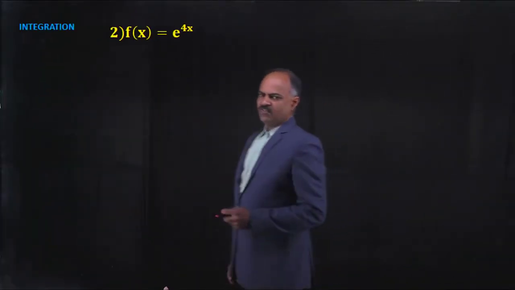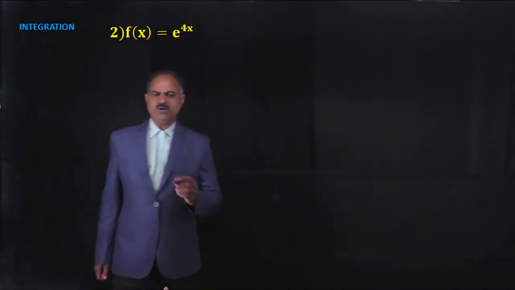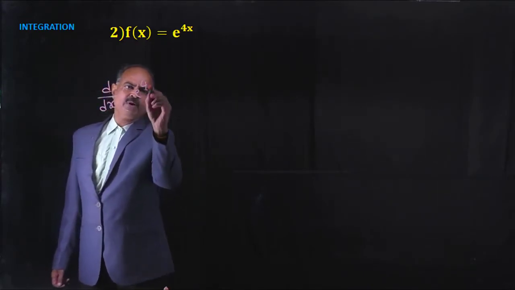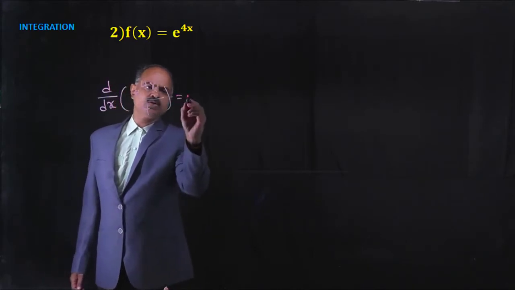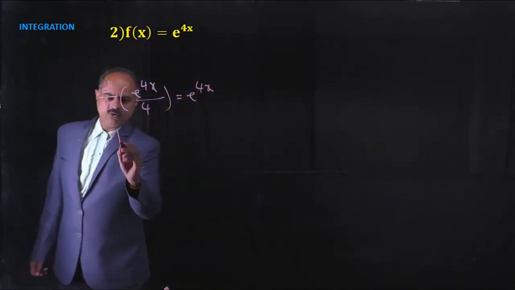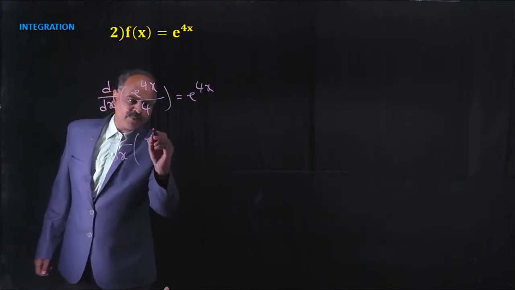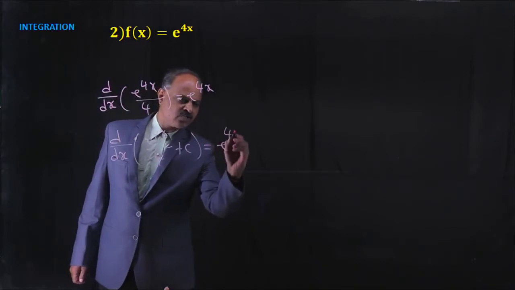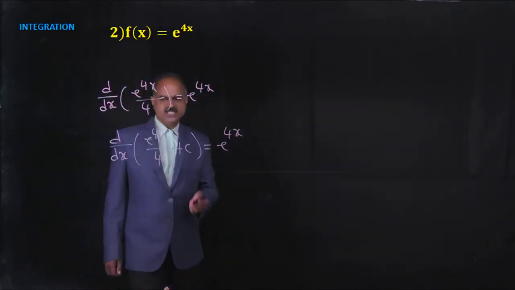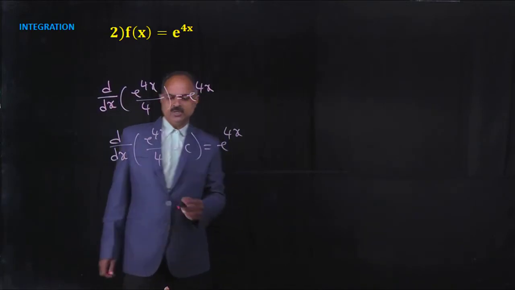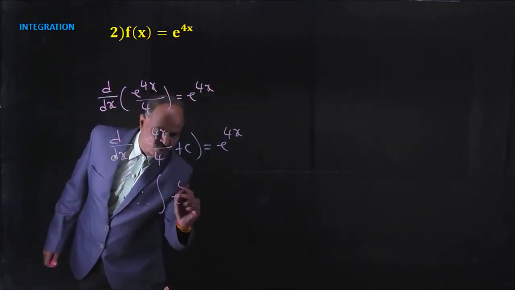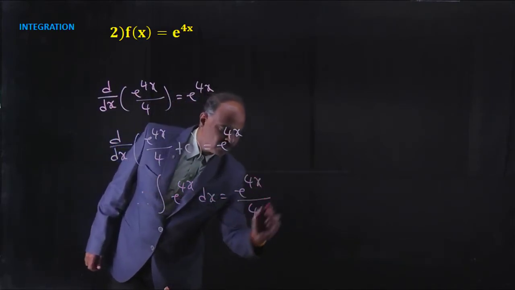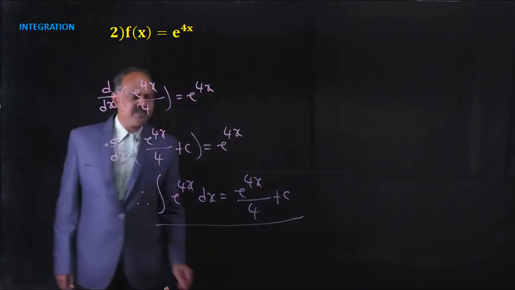Next, f of x equal to e power 4x. d by dx of e power 4x by 4 is equal to e power 4x. Now d by dx of e power 4x by 4 plus constant is also equal to e power 4x, since the derivative of constant is 0. Therefore integral e power 4x dx equal to e power 4x by 4 plus integration constant c.